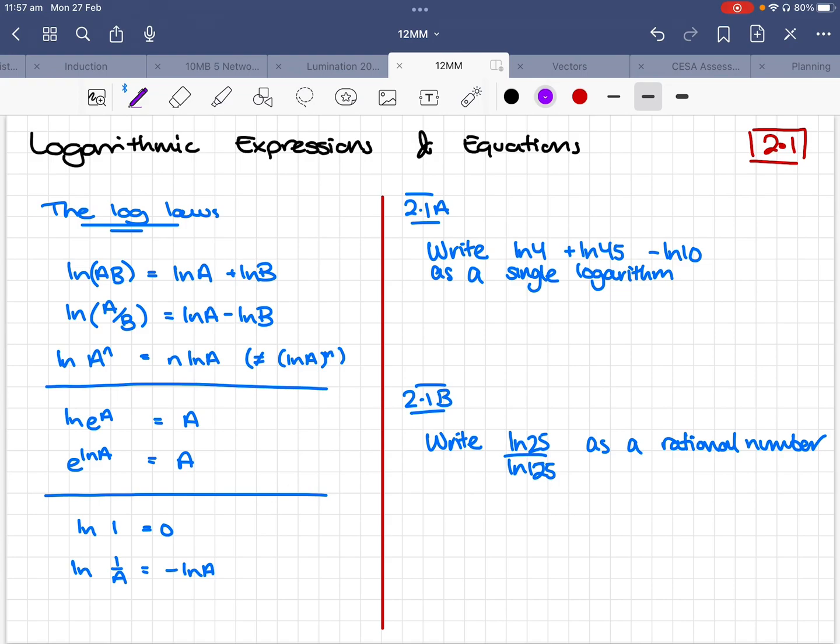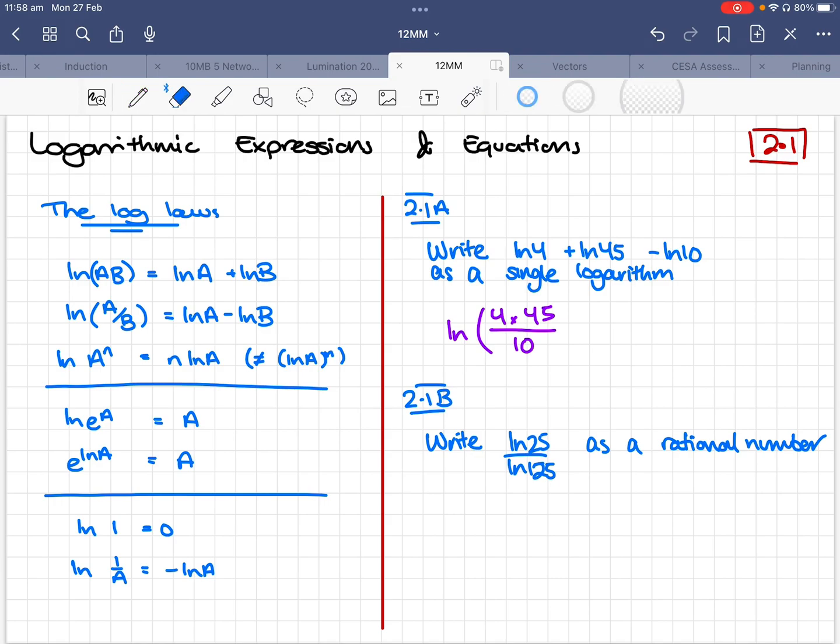So we're going to first of all write ln 4 plus ln 45 minus ln 10 as a single logarithm. The trick to doing this is to basically go anything that we're adding together, right? Any logs we're adding together, we're going to multiply those. Any logs that we're subtracting, we're going to do a division. Okay, so what this means is ln 4 plus ln 45 minus ln 10 as a single logarithm. Any of those logs that we're adding together, we're going to write on the top line. And the log, in this case, that we are subtracting is going to go into the denominator.